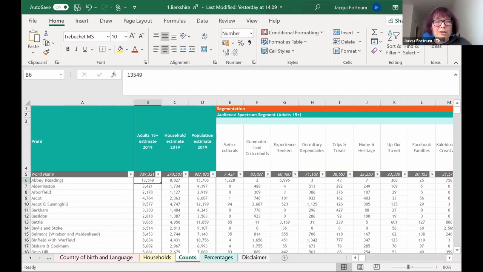And I think it is important sometimes to think about the counts as well as the percentages, because although percentages can be easier to read and understand, even if the percentage of families, for example, within a particular ward is low, that can still mean that's quite a lot of families to think about. So the count can still be quite large, even if the percentage is small. So it's worth thinking about the balance of those two things as well.